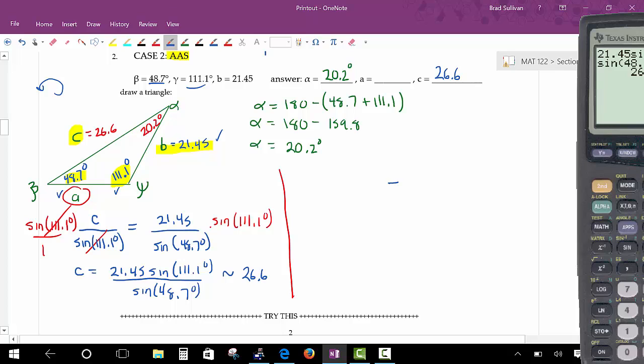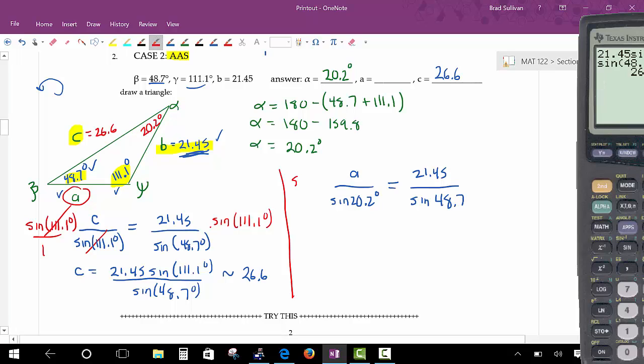So I'm going to set up my proportion. This time what I want to find is A, so I'm going to put that in the upper left-hand corner. I'm going to put A over the sine of the opposite angle, like that. And then I'm going to pick a side. I'm generally going to go with what I was given. So I was given this and this. So I'm going to do this side, 21.45, over the sine of its opposite angle. Then I can solve that proportion.